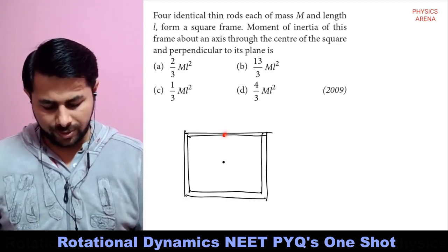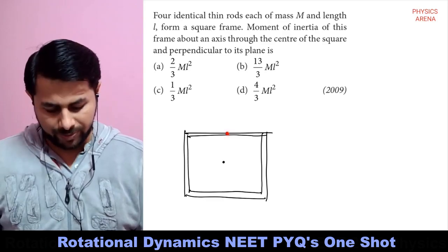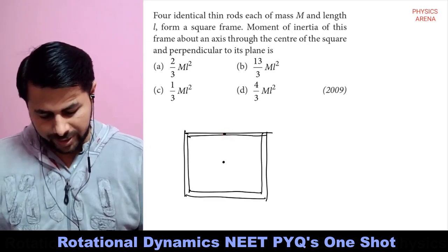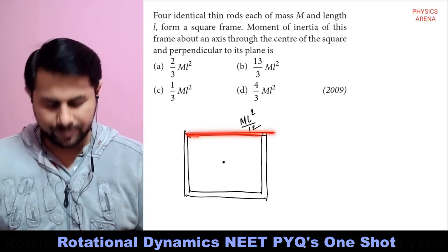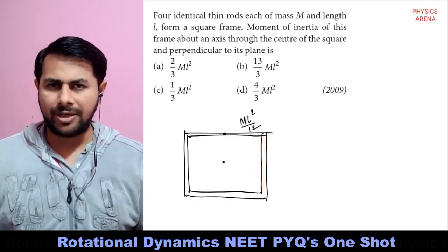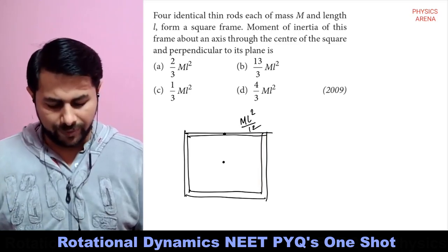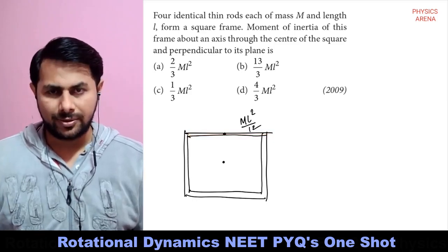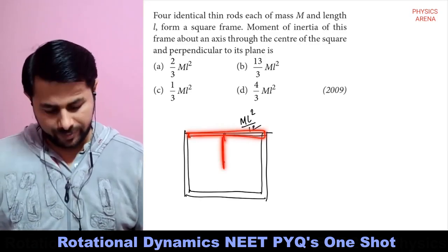So we know the moment of inertia of a rod about a perpendicular axis which passes through its midpoint is ml square upon 12, right? For this rod it will be ml square upon 12, similarly for this rod, and for all of them it will be ml square divided by 12 about an axis which passes through their midpoint. Now you want the moment of inertia of this rod about this point.